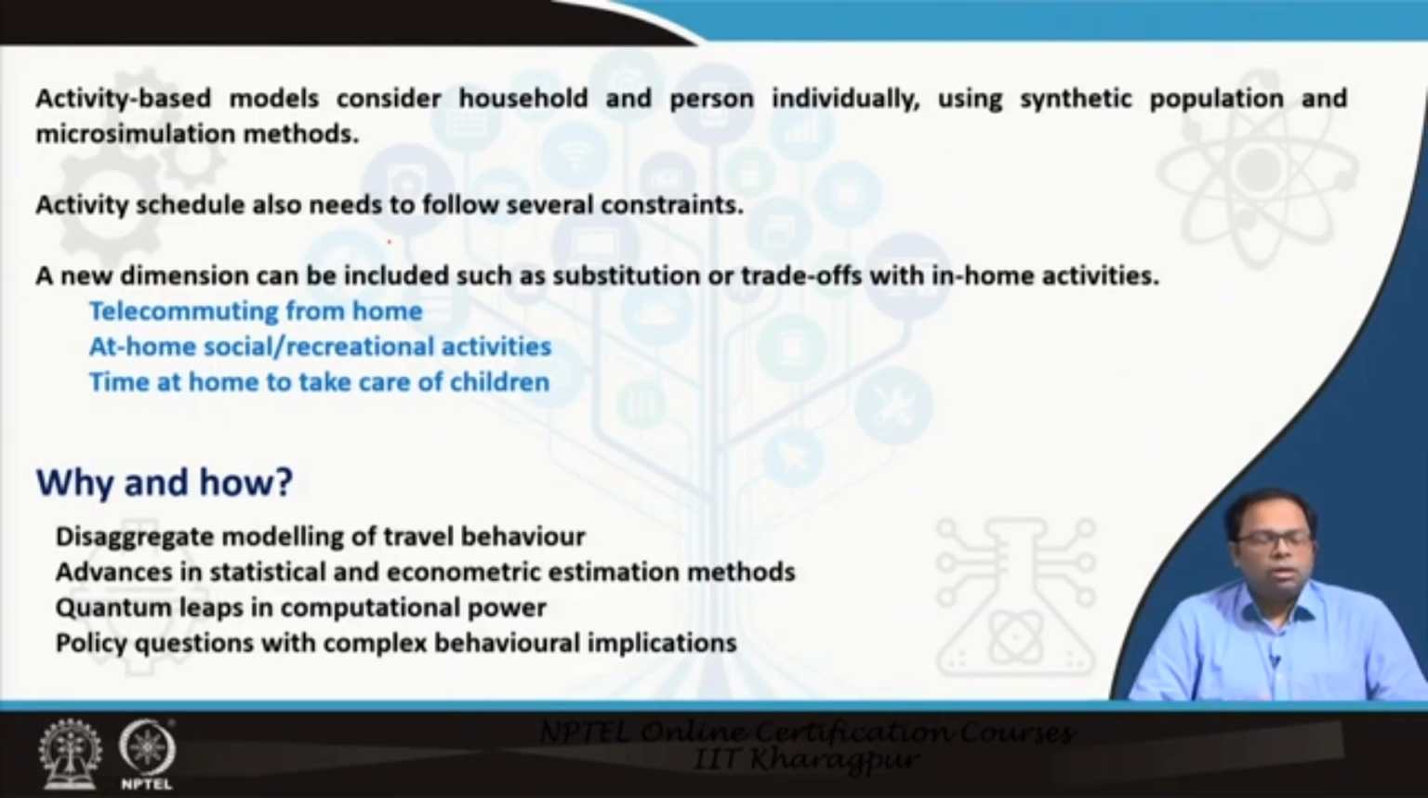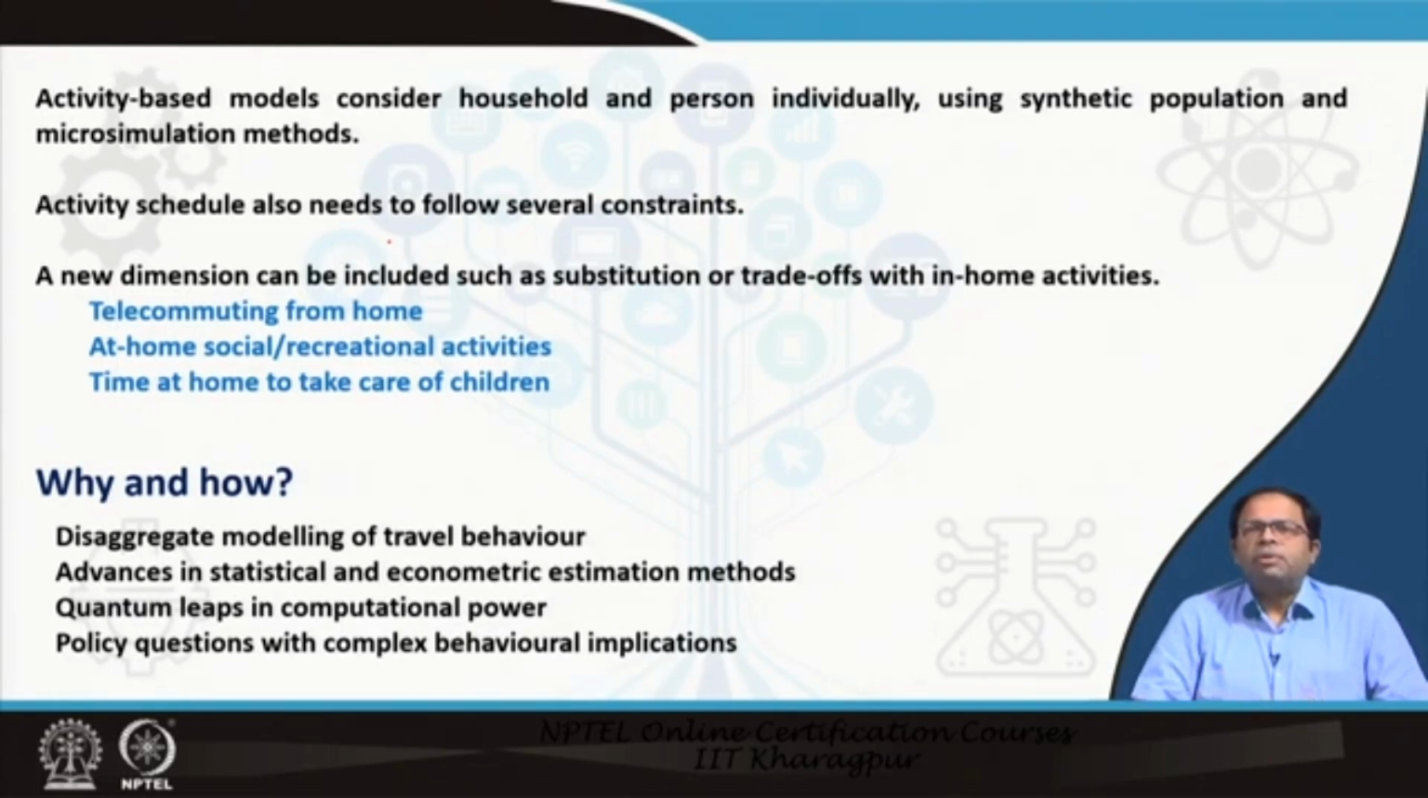So now we can model telecommuting and activities from home. That means what is the chance that a person will telecommute, meaning work from home, and if he telecommutes, when he telecommutes. And at home, social and recreational activities: sometimes I don't need to go outside. If I have limited time that is not adequate to reach the destinations that I want to, I may do that particular activity at home as well. And time at home to take care of children, these are the things that could also be included in the model, and that gives us a full activity profile of an individual and a household.